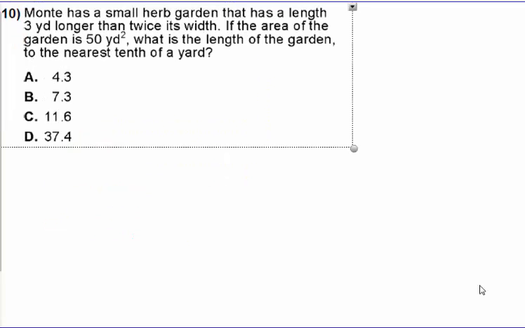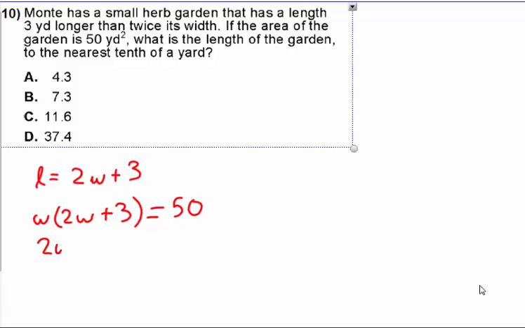Okay, with this problem, we would need to set up a quadratic. So we know that the length equals twice the width plus 3 yards. So we'll just say that W times 2W plus 3 equals the area, which they told us was 50 yards squared. So now we can multiply this out and then get it equal to 0, and we can go through the quadratic formula to solve it.